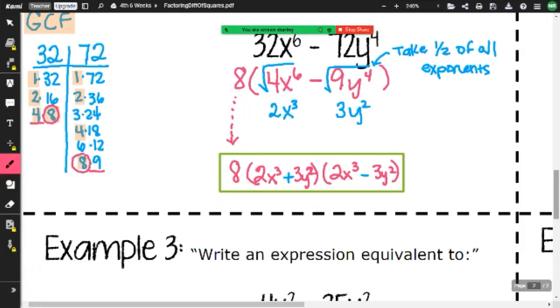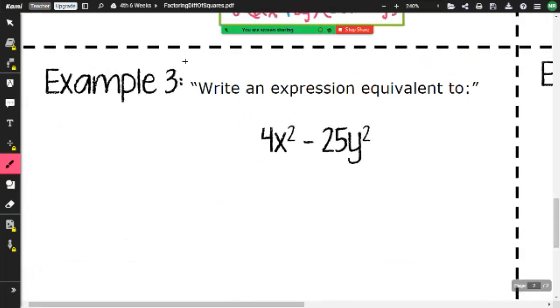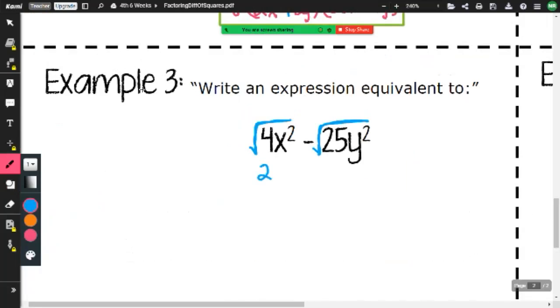Ready? All right. Write an expression equivalent to... How do you know this is difference of squares? You see how many? Two terms with what in the middle? Minus sign. Okay, so what's the first step? To try to take the square root. And if I take the square root of 4, does it give me a perfect square? Perfect number 2. So the square root of 4 is 2. Square root of x squared is x. The square root of 25 is 5, and the square root of y squared is y. Y times y, y squared. X times x, x squared. Everybody see it? Yes? Head nods?